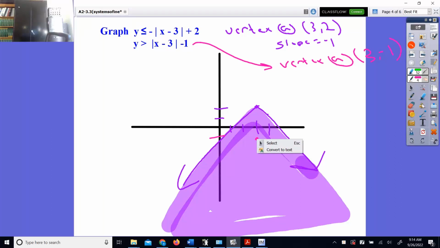Ashton, what number is understood to be in front of the absolute value symbol? 1. So what's the slope, Ashton? 1. So Kaylee, from that little pink point I plotted, what am I going to do, since the slope is 1? Go up 1 and over. That works. Anything else?